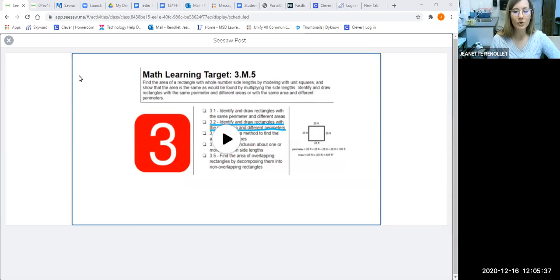In math today, we're going to continue studying shapes with the area inside and the perimeter around the shape.